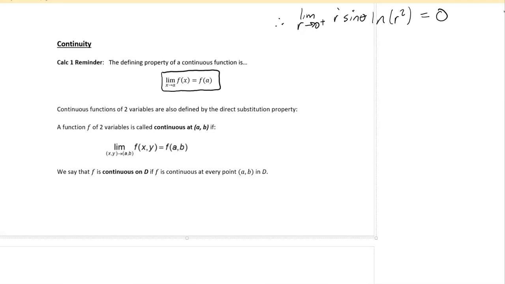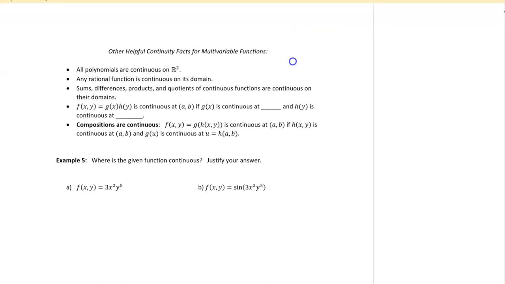For two variables, very similar idea. A function f of two variables is called continuous at (a, b) if the limit as (x, y) approaches (a, b) of that function is actually equal to the value of that function, f of (a, b). We say that f is continuous on D, its domain, if f is continuous at every point (a, b) in the domain. Very similar definitions.